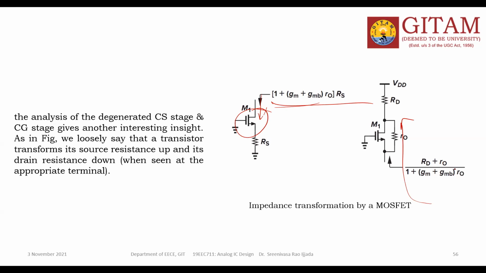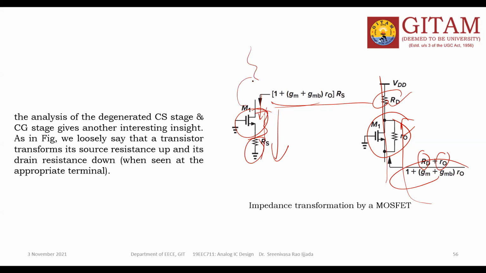If you look up, these two are in series, because the current is flowing like this. So RD and R naught are in series. This term is coming because of the analysis. Similarly, if you look down for the load resistance, the output resistance, then this is R naught and this is RS. Again these two are in series, and RD is there, which becomes parallel.